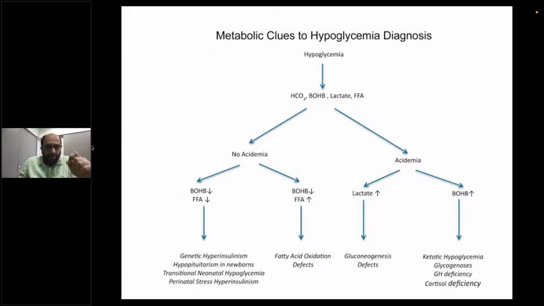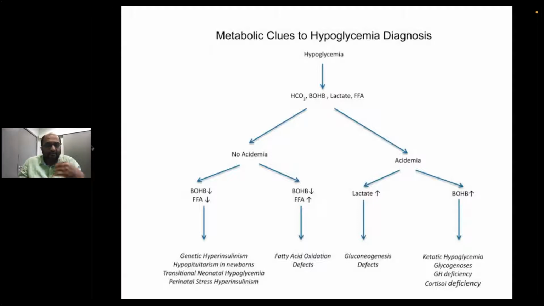However, if you have got low ketones but raised fatty acids, that's where you think about fatty acid oxidation disorder. So as I was mentioning, if you've got hypoketotic hypoglycemia, in which you've got low fatty acids and low ketones, hyperinsulinism. If you've got raised fatty acids but low ketones, then fatty acid oxidation disorder.